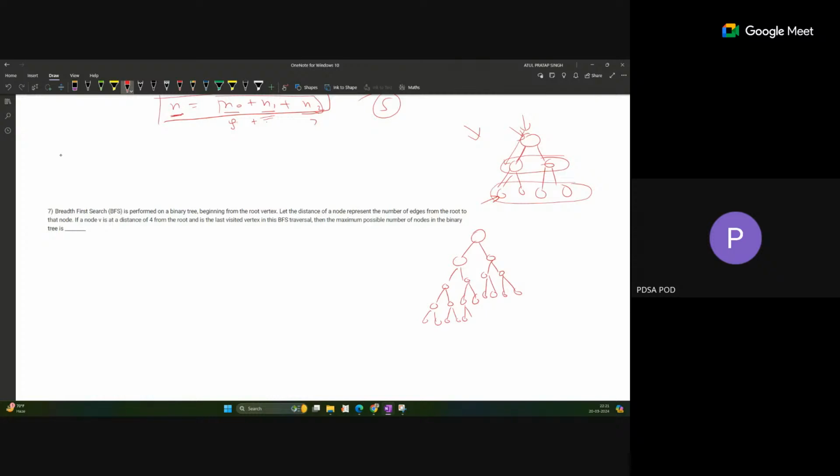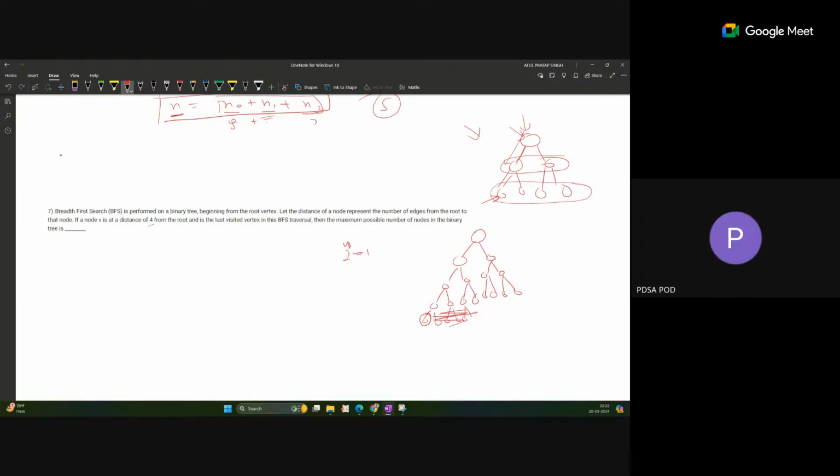So the minimum case is if suppose we have only one node and this part is not there. So this may also be the question. So what are the possibilities? This is the last visited node with 4 distance. What is the minimum number of nodes possible? So in this case, 2 to the power 3 minus 1. Not 3, 4. So 4 minus 1. Sir, here height is plus one, considered as empty. Height is 4 plus 1, no?